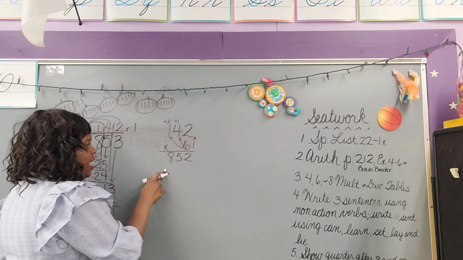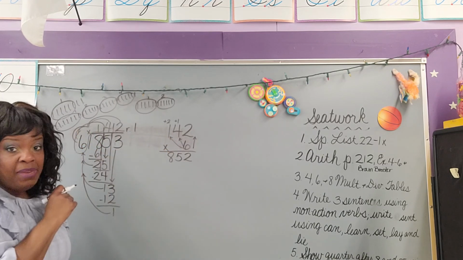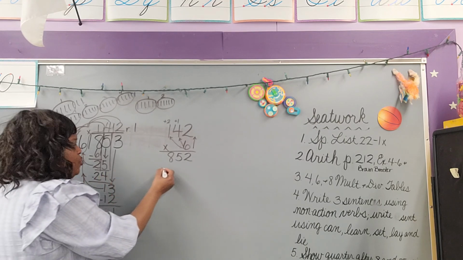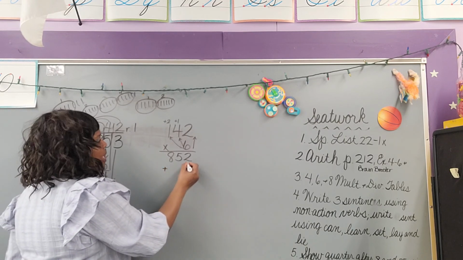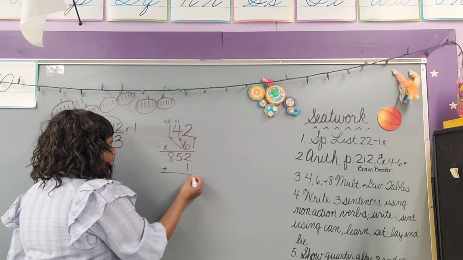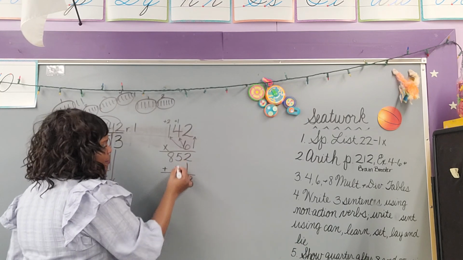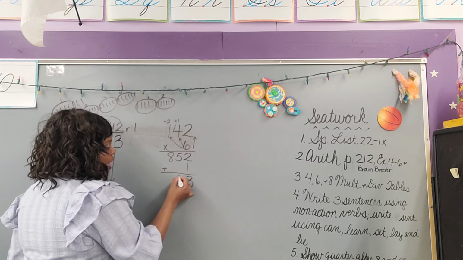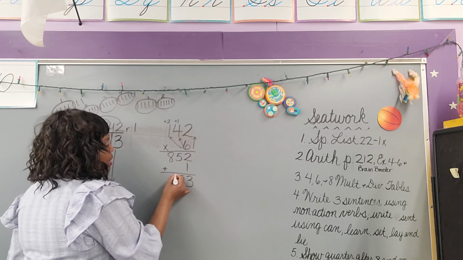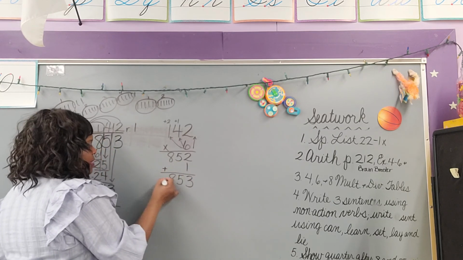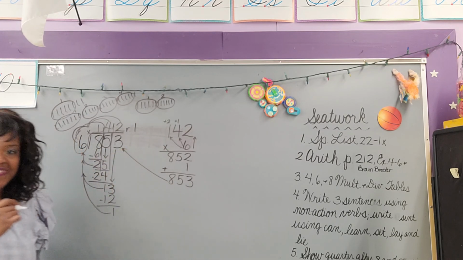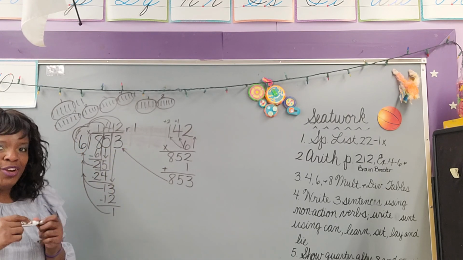Oh, but it's not the same. Don't forget the remainder. What do we do with our remainder? We add it. So add the 1. 2 plus 1, 3. 5 plus 0, 5. 8 plus 0, 8. And does this equal this? Then we know we've done it correctly.